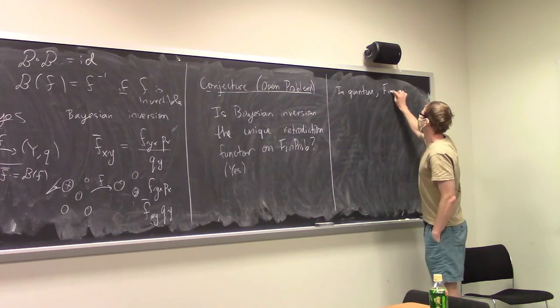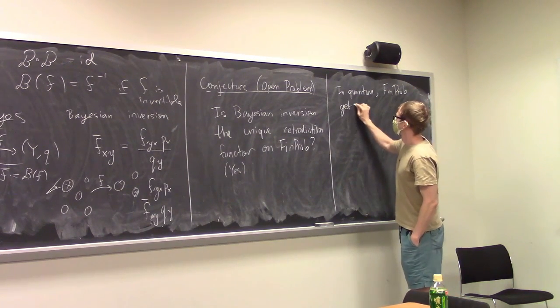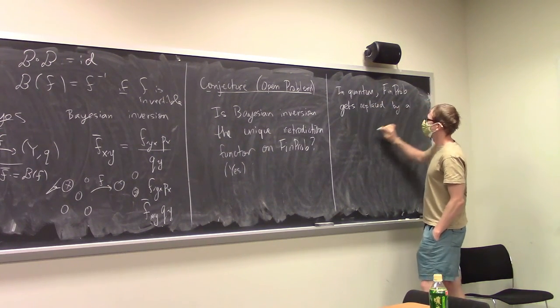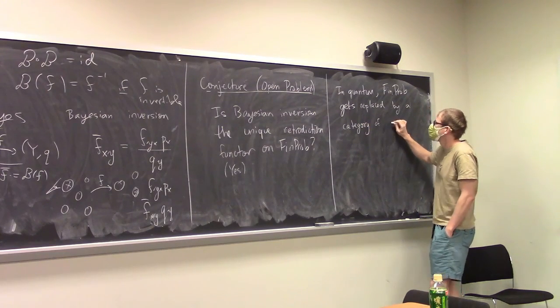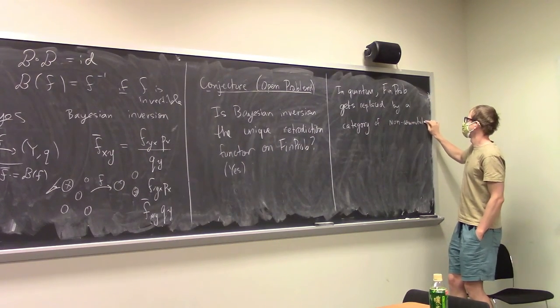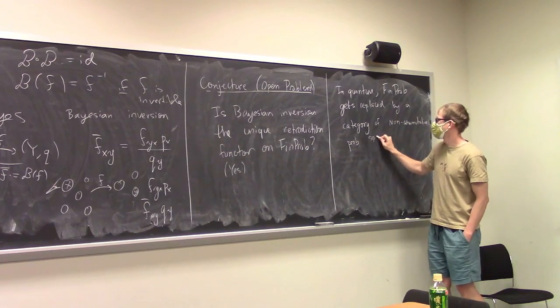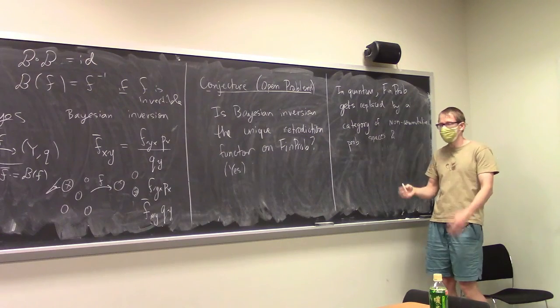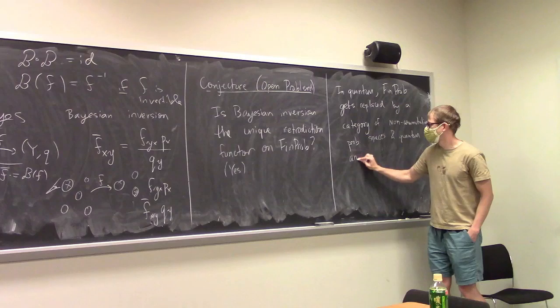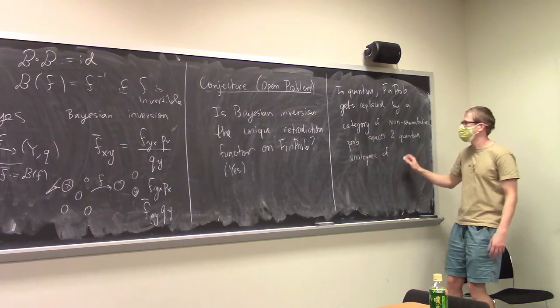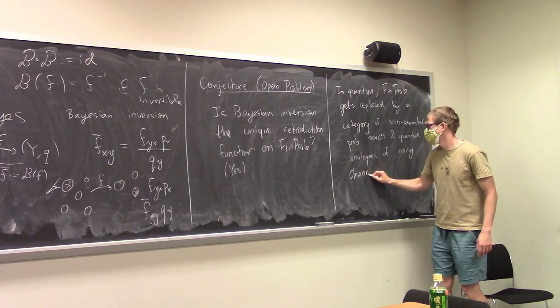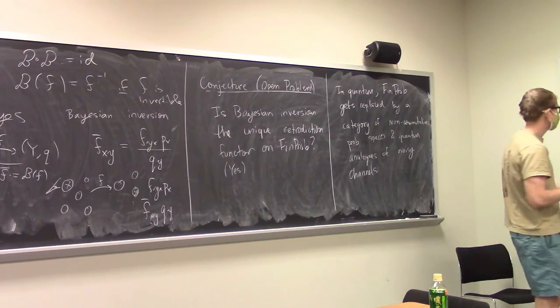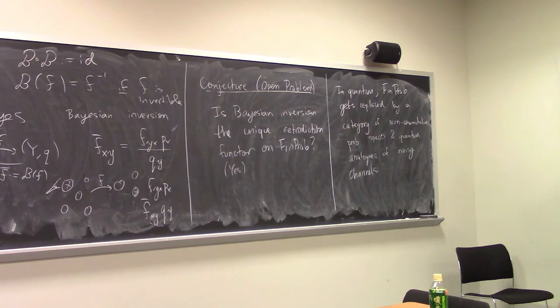So in quantum, FinProb gets replaced by a category of non-commutative probability spaces, and the quantum analogs of what are called noisy channels. What exactly do I mean by that? Or better question, where did you see commutativity any place beforehand? I think you'll see it when I'm about to give how this is generalized, and then I'll do the example of the commutativity.